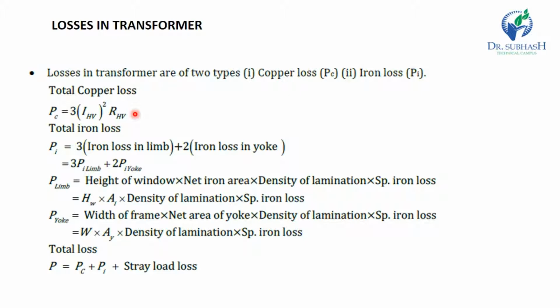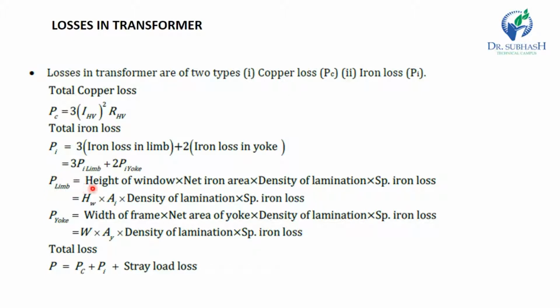Now total iron losses Pi is equal to 3 into iron losses in limb plus 2 into iron losses in yoke. There are 3 limbs and 2 yokes in a 3-phase transformer. So Pi = 3 Pi_limb + 2 Pi_yoke. The iron losses in a transformer are constant, but copper losses are varying. So to achieve maximum efficiency, we have to change the copper losses.